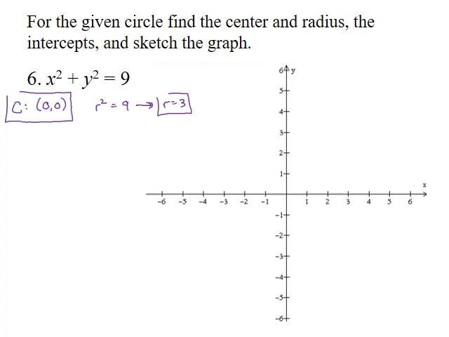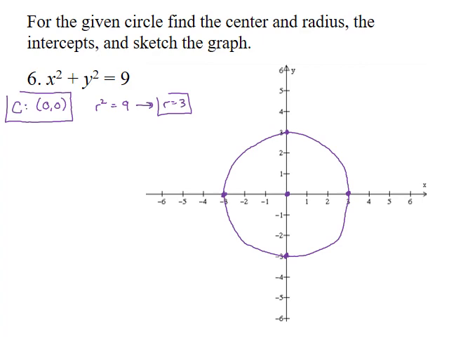We know how to sketch the graph from this information. If the center is 0, 0 and the radius is 3, I can just go 3 units in the upward, rightward, downward, and leftward direction, and I can draw myself a basic circle. Not beautiful, but it gets the job done.